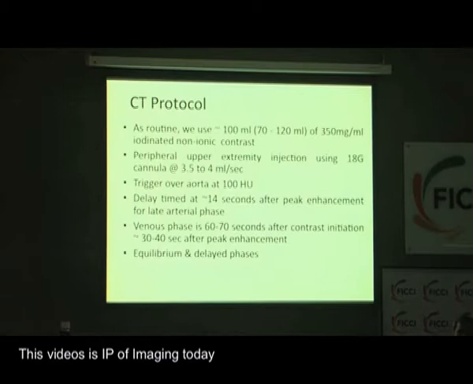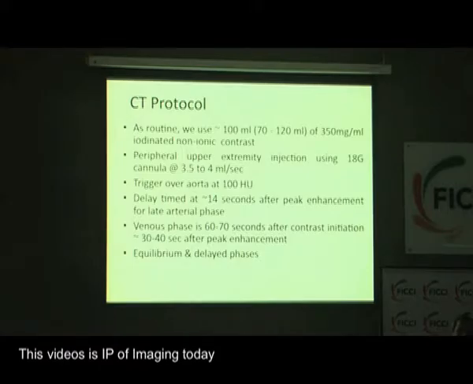A quick demonstration of how we do our CT scans. We typically use approximately 100 ml of high concentration contrast. We put the cannula in the peripheral antecubital vein. You have to use a high flow of contrast.